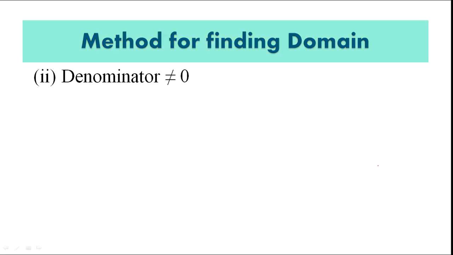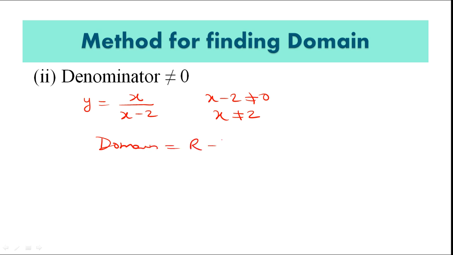Similarly, the denominator should not be equal to 0. If we have an expression with denominator x minus 2, and we are asked to calculate the domain of the function, then obviously x minus 2 should not be equal to 0, x should not be equal to 2. It means the domain will be the set of real numbers except 2, 2 will not be included. So the denominator should not be equal to 0, right.